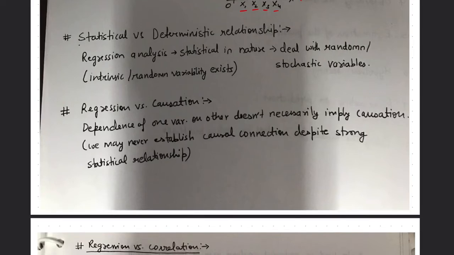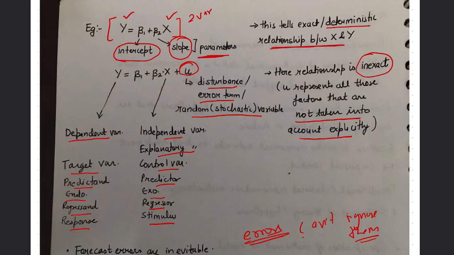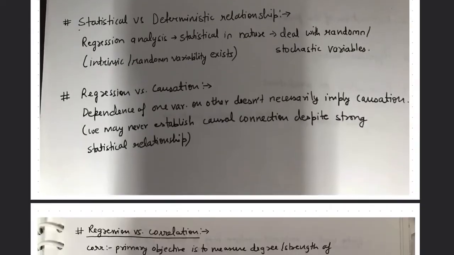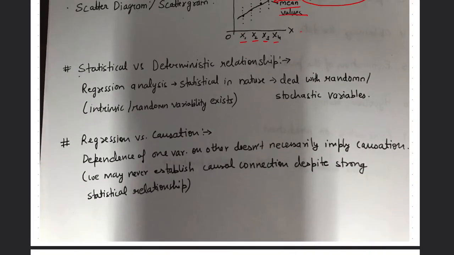So now we will see the difference between statistical and deterministic relationship. Here we have seen that this is an exact relationship, right? And here we have an inexact relationship. So in regression analysis we get a relationship which is statistical in nature. Why? Because we have to deal with random or stochastic variables. Here the relationship is not deterministic but statistical. So random variability exists in this.